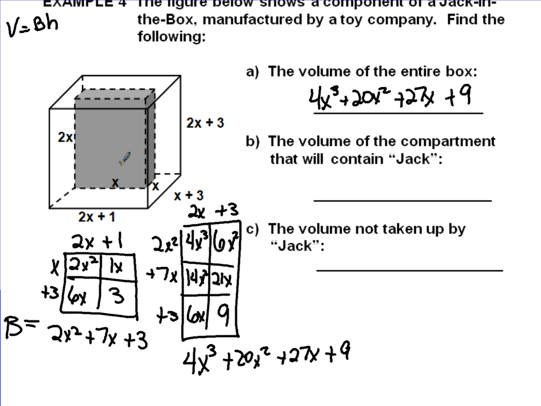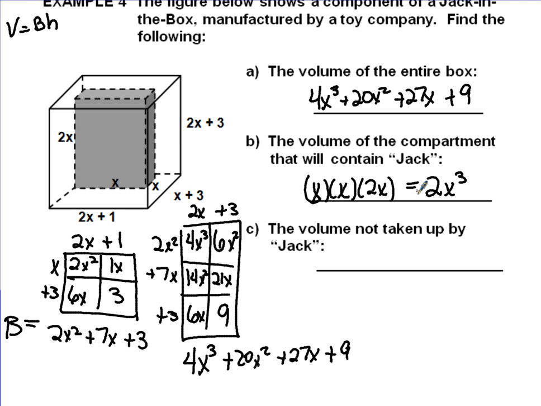Okay, now I've got to find the volume of the part that Jack will fit into, and that's this gray box right here. So I'm going to use the same procedure, but it's easier because I have small components, so I don't have to use a big box like this to multiply them together. My base is x times x, and my height is 2x. So I'm just going to multiply x times 2x, and that gives me 2x cubed. Okay, so that's the volume of Jack.